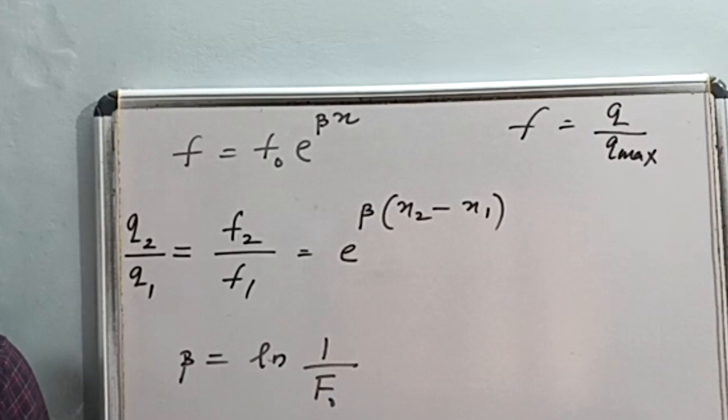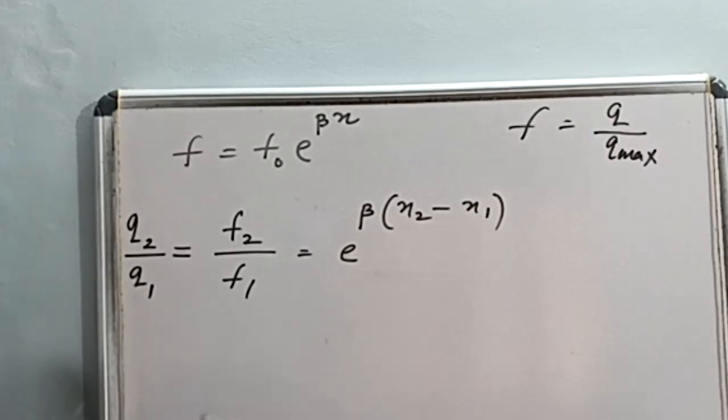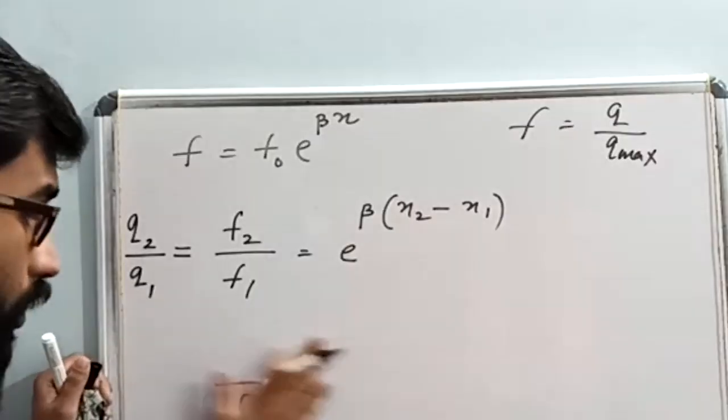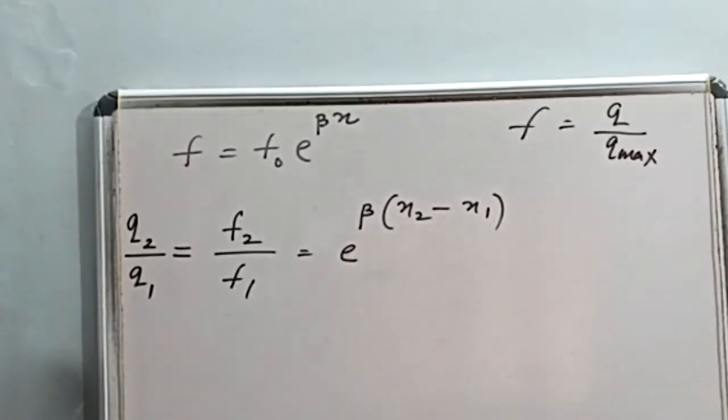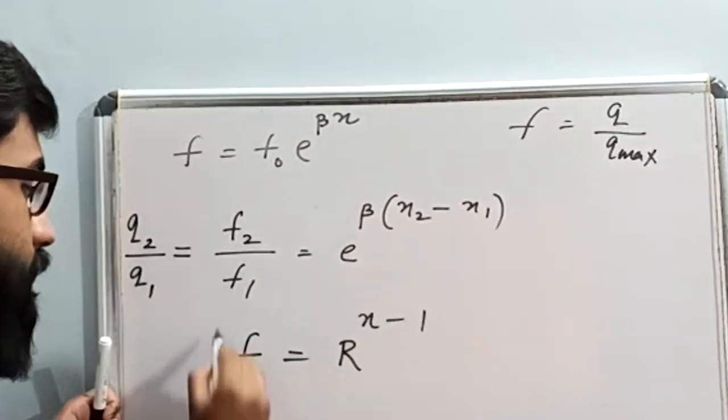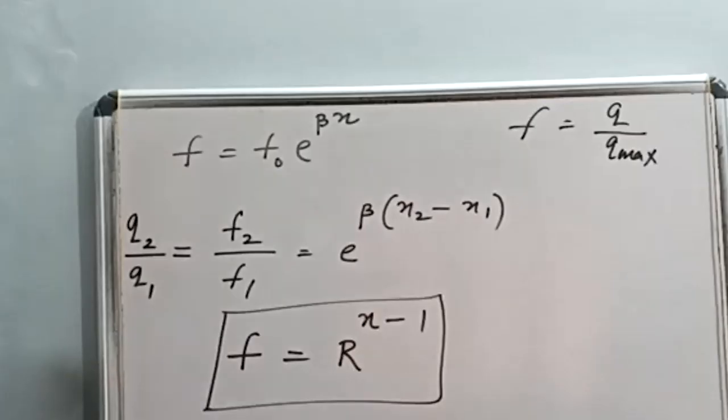Based on rangeability, you also have some equations, same case, same equation. Based on rangeability or turndown ratio, you can write F2 by F1 as R power (x minus 1), where x is the opening or lift. So based on this also we can solve. Clear? Every equation is shared, so according to the question, you should be able to solve it.